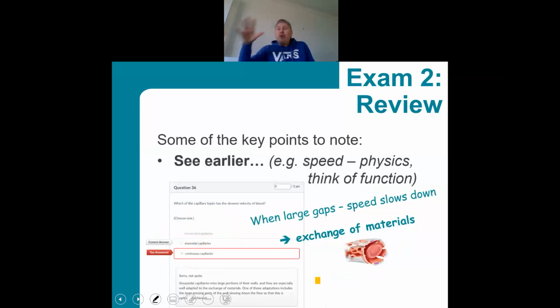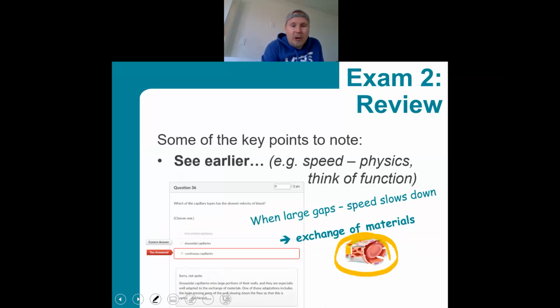And then utilizing that information, as we saw here with the sinusoidal capillaries, those have the largest gaps in the wall. When there's large gaps in the wall, the speed of the blood that travels through there slows down, which then allows the exchange to happen better than in any other type of capillary. So that goes a little bit on the side of the physics, but very little. So again, there is a connection between form and function to know this.